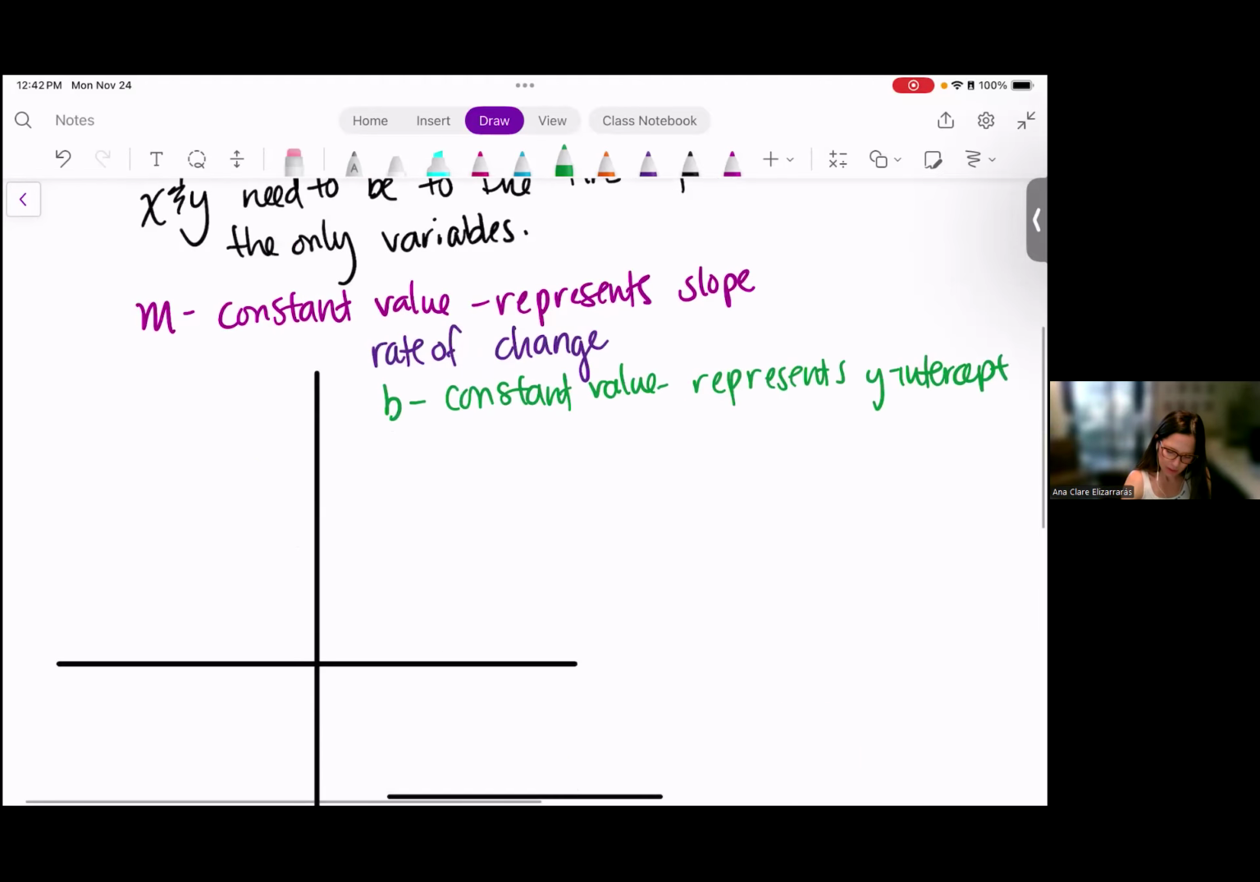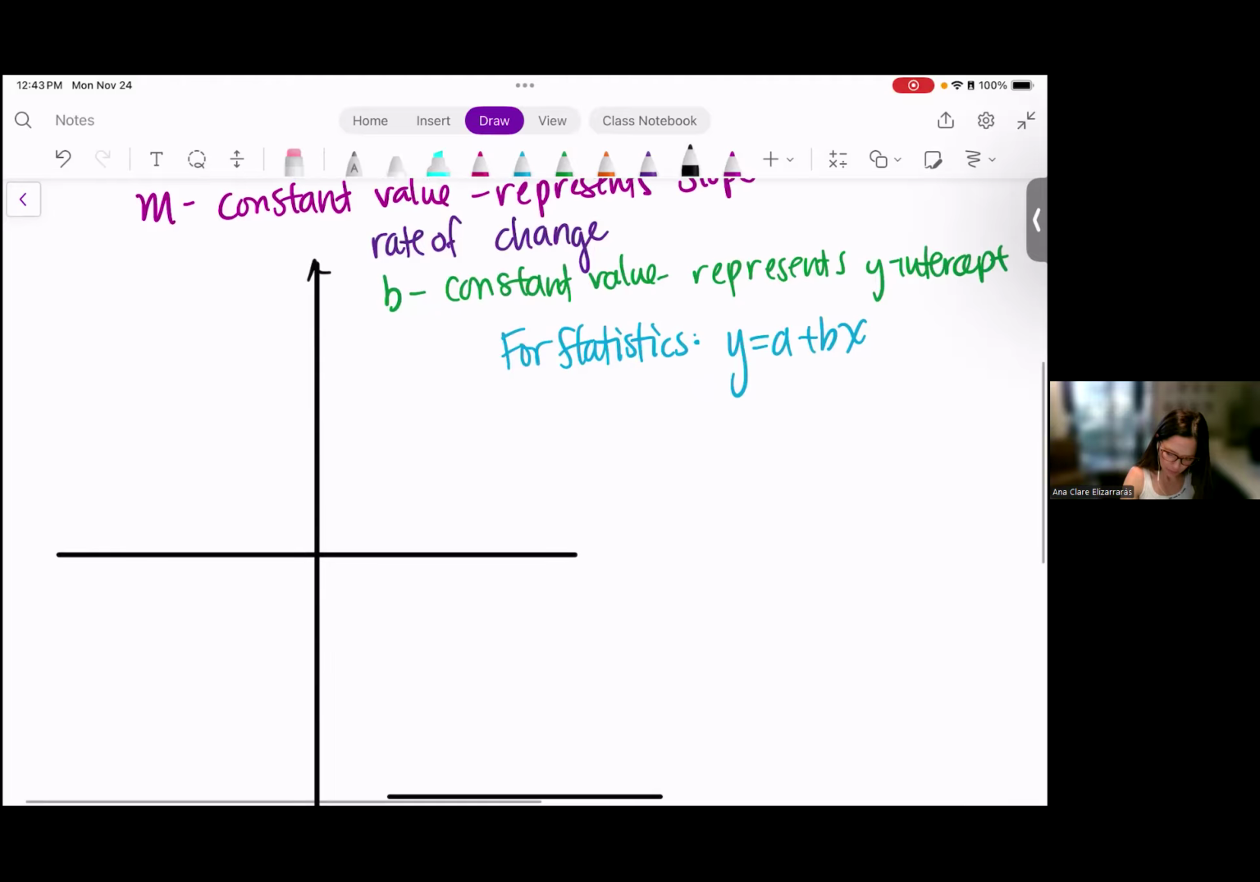So for statistics, we have y equals a plus bx. So again, y is the dependent variable, x is the independent variable, a is the y-intercept, and b is the slope. So that a value tells us where we start on the y-axis. So whenever you're looking at a graph, you have x and y.